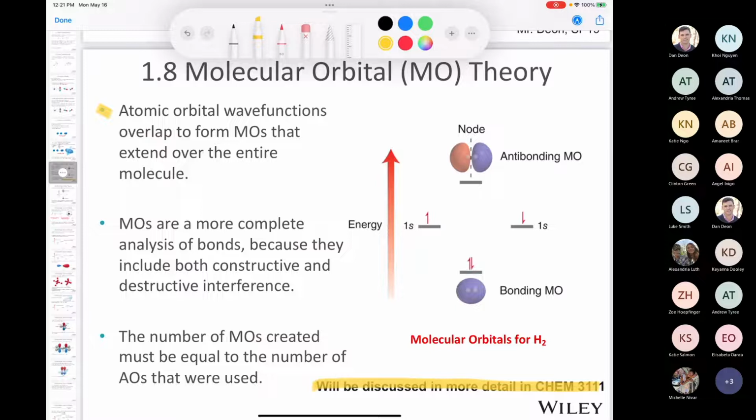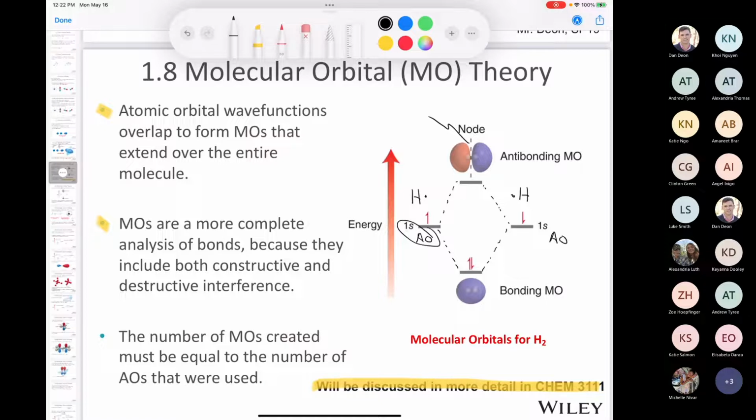For example, if you look at a hydrogen molecule being formed, you have the hydrogen atom here with one electron, then the hydrogen atom here with one electron. When they overlap, they form a bonding molecular orbital, but they can also overlap destructively and form an antibonding molecular orbital, which has a node where there's no electron density between these two lobes. So molecular orbitals are nothing more than a more complete analysis of bonds because they include both constructive and destructive interference. You saw here that I took two atomic orbitals. This here is an atomic orbital, the 1s.